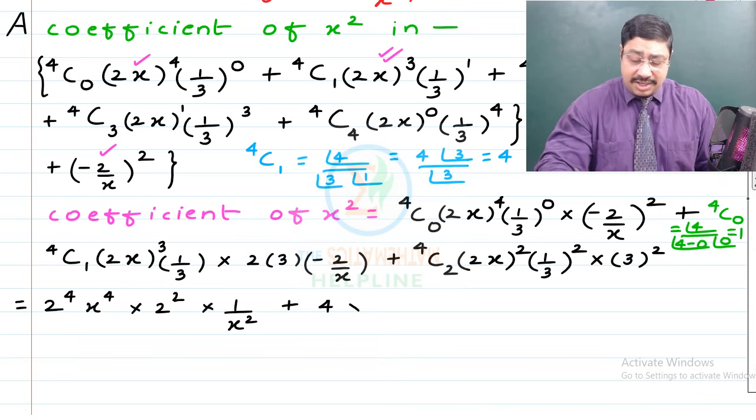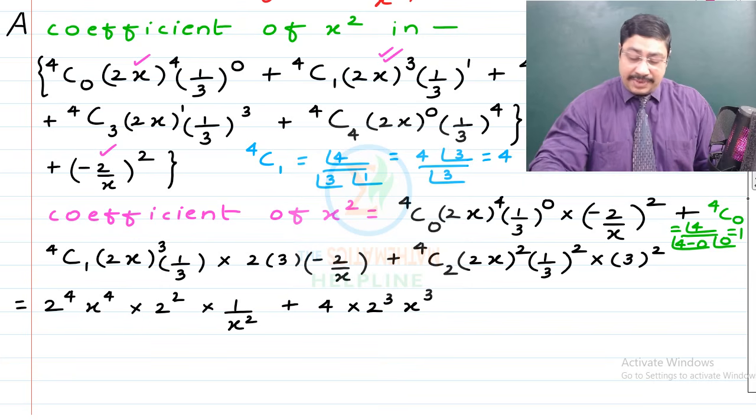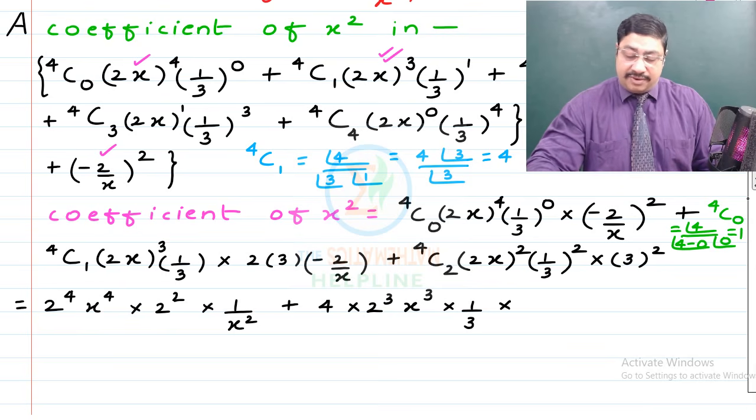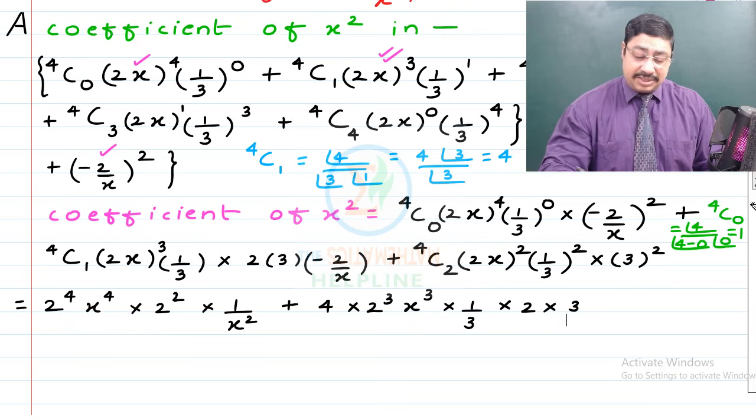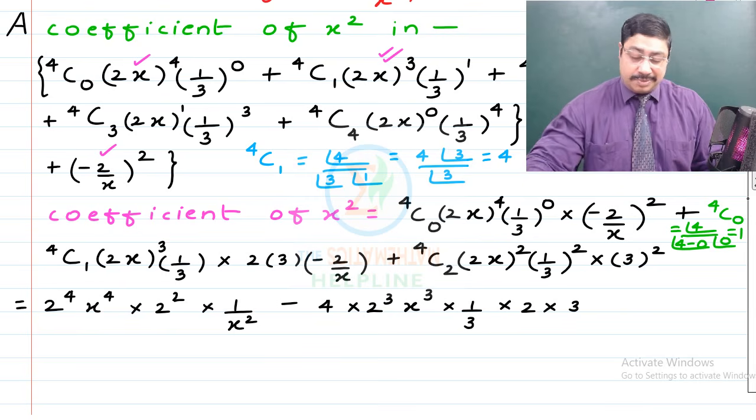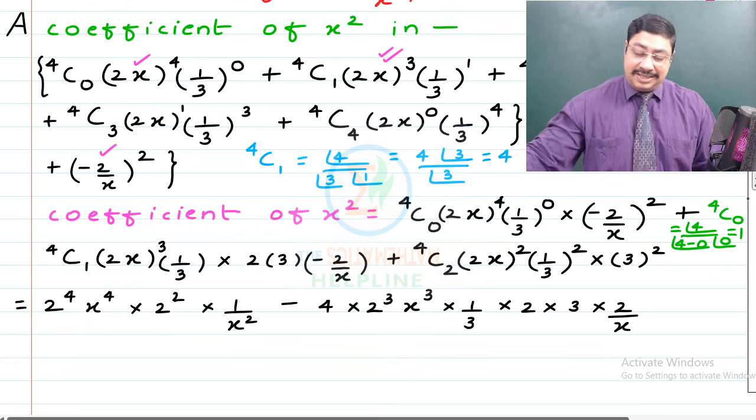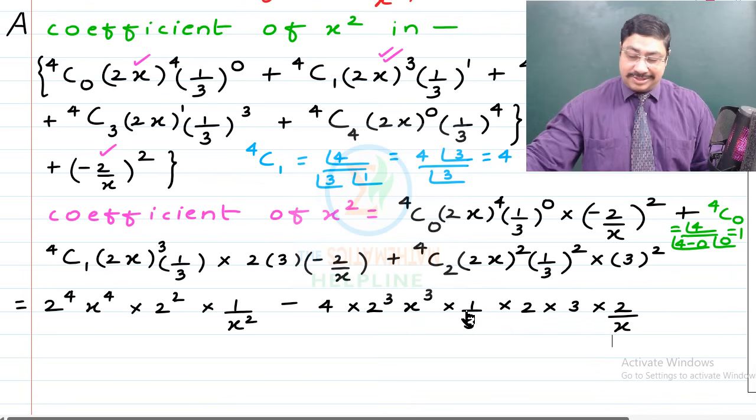So next now we'll be writing 4 here for 4c1, and after that we have 2x whole raised to the power 3. So that gives us 2 raised to the power 3, and further also x raised to the power 3. And we also have this 1 upon 3, which is left over in the denominator. And further, we have again 2 into 3. And now there's going to be a minus sign which will come over because there's a minus in multiplication with power 1. As such, in place of writing this to be plus, we'll rather write this to be minus. And then further, we have another 2 here. And then we have 1 power of x. And this is going to help us in getting to x squared.